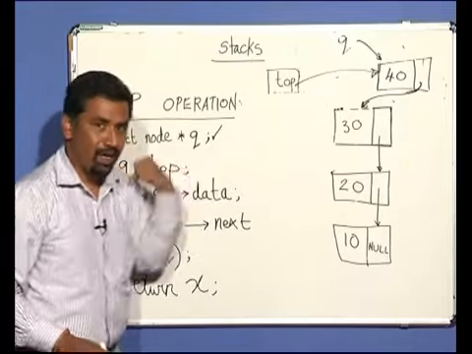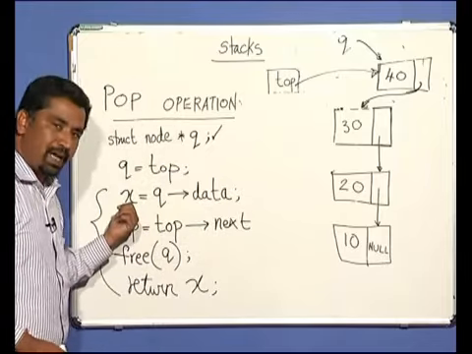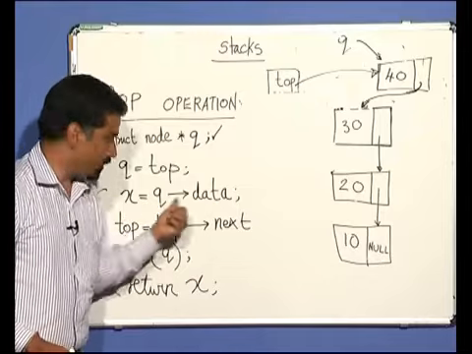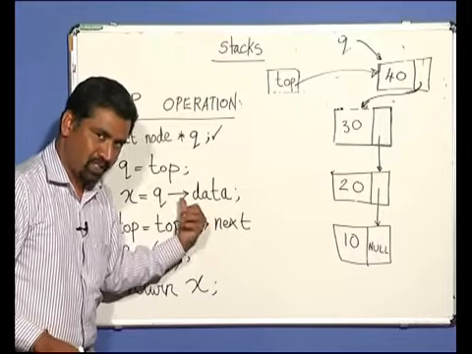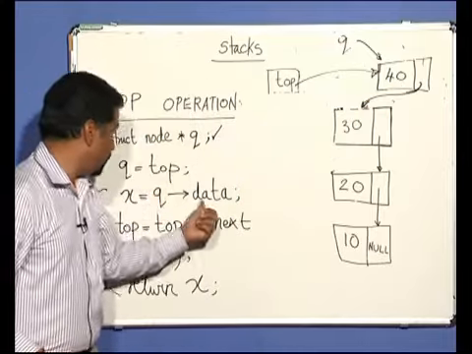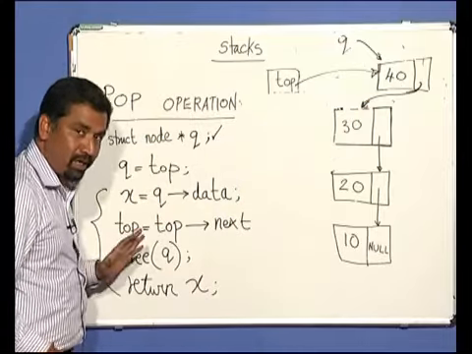What is the next step I am doing? I am getting the value of 40. That is, x is another integer variable to which I am assigning Q cap data. This could be top cap data also, both are same. Q cap data, that is 40. 40 is put into x. So I got the value.